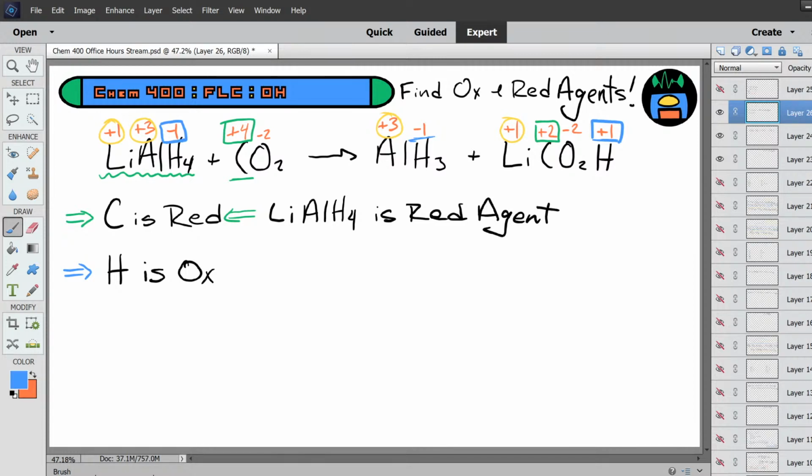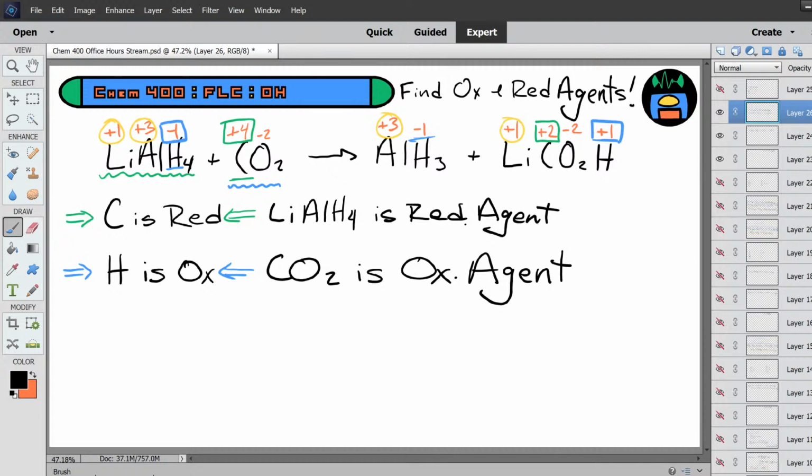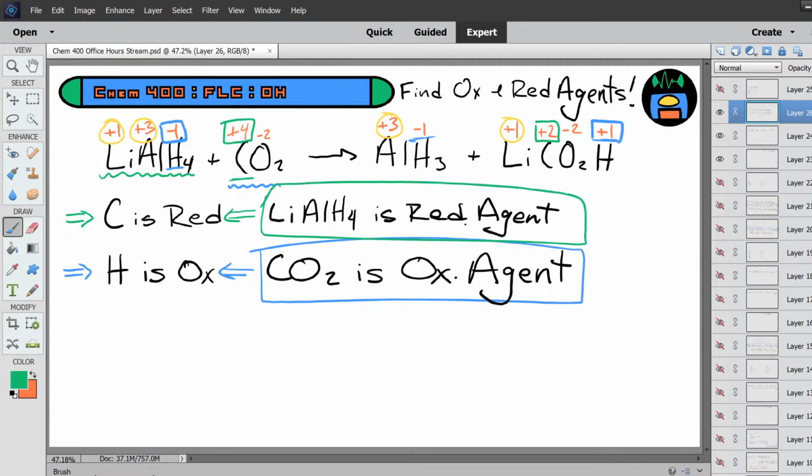All right. We know that hydrogen is the element that is oxidized. What compound reacts with hydrogen, causing that oxidation? In this reaction, it's CO2. In this reaction, carbon dioxide is the oxidizing agent. All right, so CO2 is the oxidizing agent. Lithium aluminum hydride is the reducing agent.